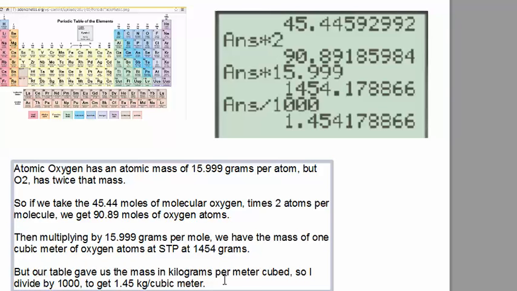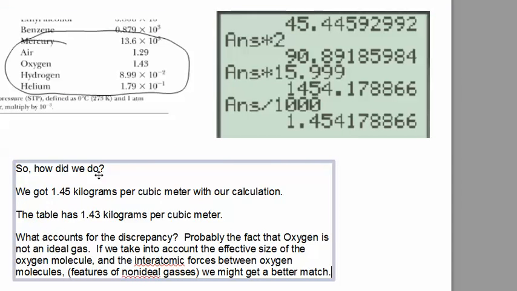But our table gave the mass in kilograms per cubic meter, so I divide by 1,000 to get 1.45 kilograms per cubic meter. So, how did we do? We got 1.45 kilograms per cubic meter with our calculation, and the table has 1.43 kilograms per cubic meter. What accounts for the discrepancy? Probably the fact that oxygen is not an ideal gas.